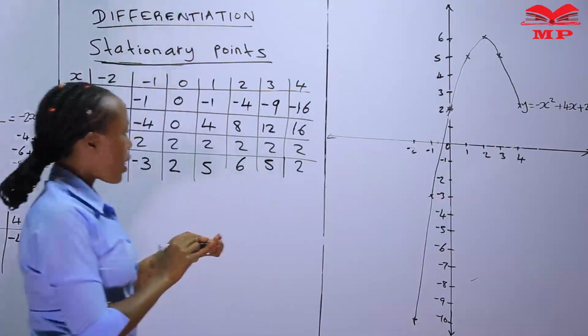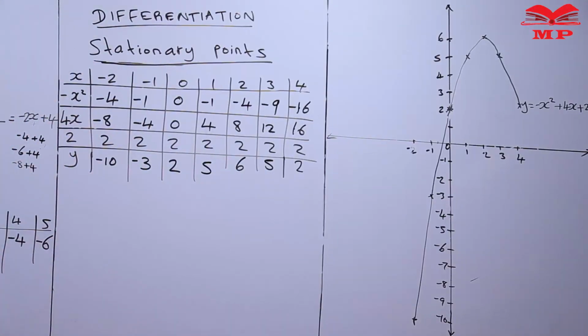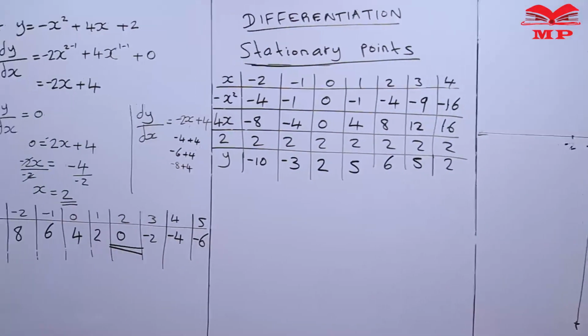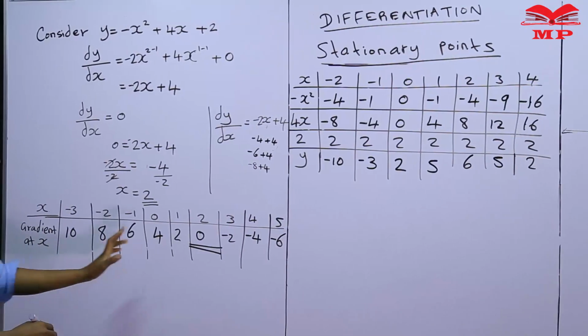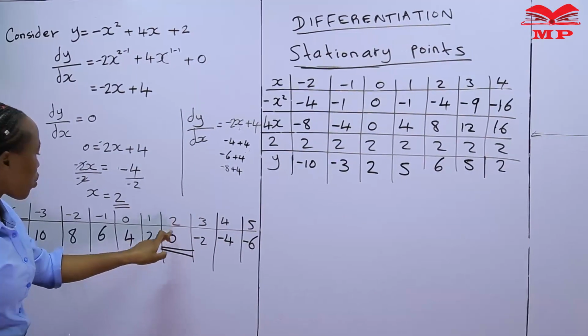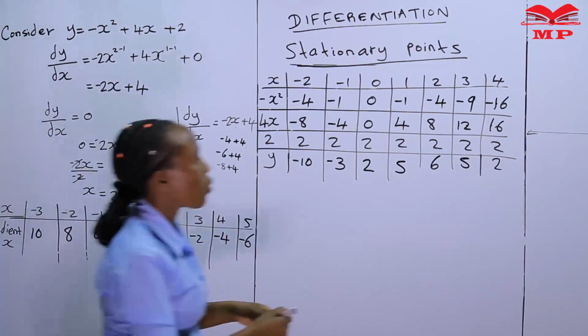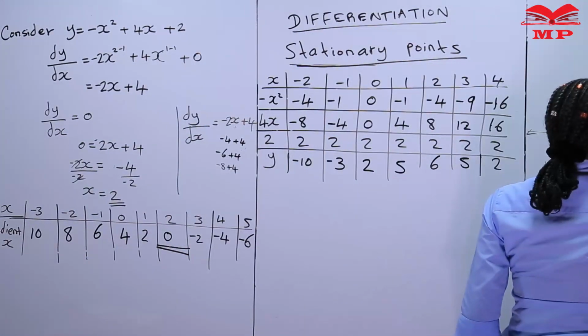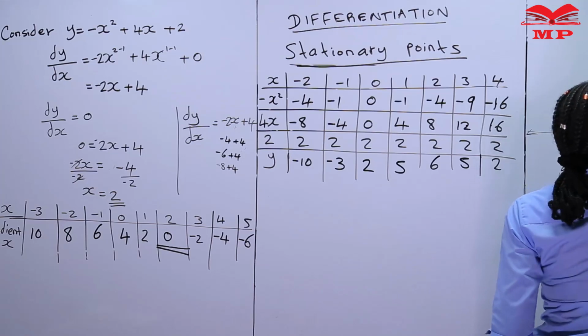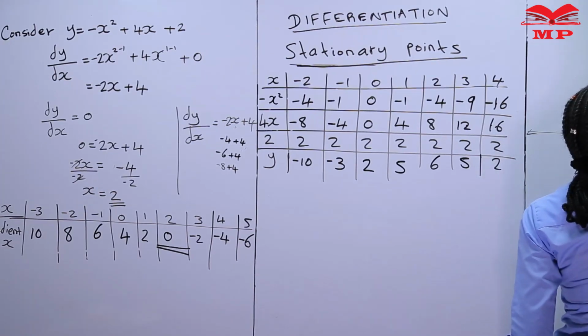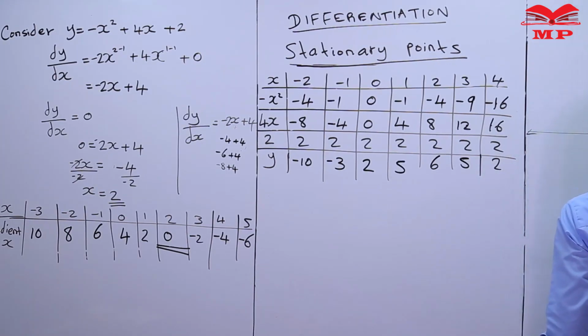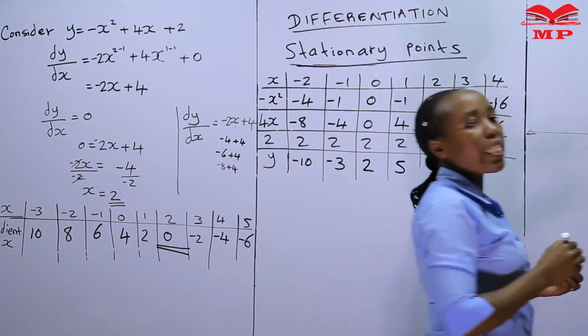So I want us to begin considering the gradient at x. We can see at the point where x is 2, the gradient is 0. At this point, the gradient is 0. This point is what we are calling the turning point. This is the turning point, which is our stationary point. It is a stationary point where the gradient is 0.